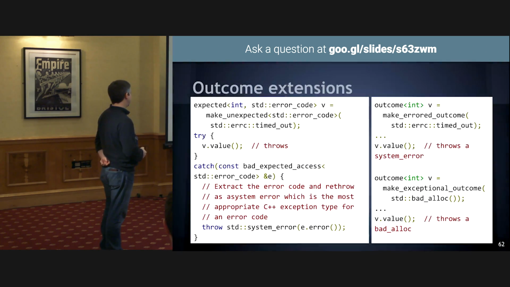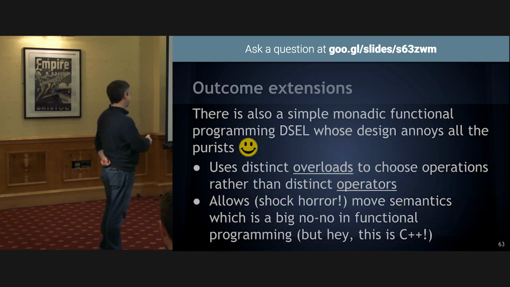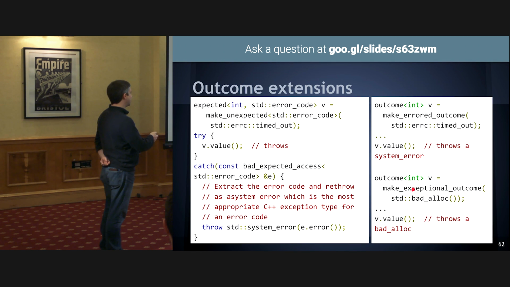We don't have that problem with the outcome extensions. Come here. So what you'll see here is we throw directly out. If you try to access this value, there's none of this intermediate type sugar. Just immediately throw out the system error, immediately throw out the bad alloc, and so on and so forth.